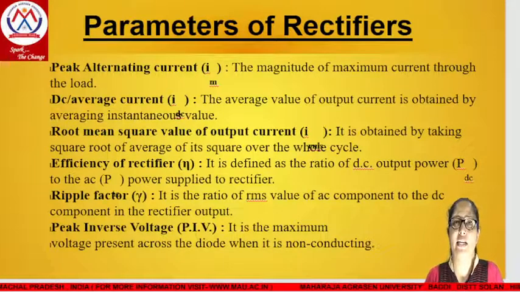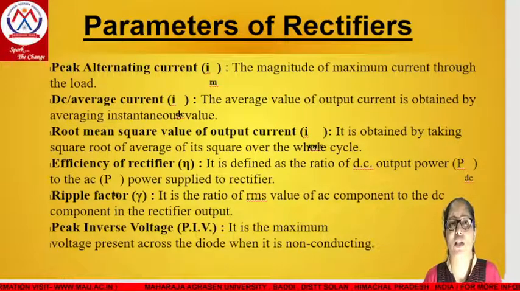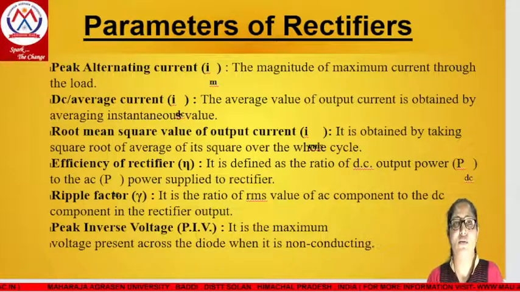Next are the parameters which we study while we categorize these rectifiers. First is peak alternating current. The magnitude of maximum current through the load is known as peak alternating current. Next is DC average current. The average value of output current, obtained by averaging the instantaneous value, is known as DC or average current. Third is the root mean square value of output current, which we call IRMS. It is obtained by taking the square root of the average of the square of the current over the whole cycle.